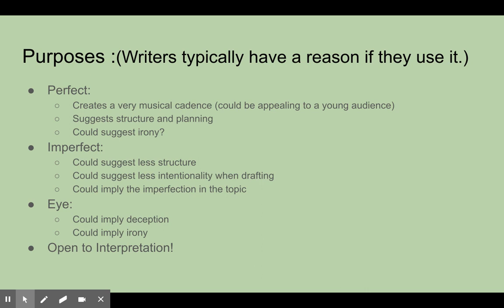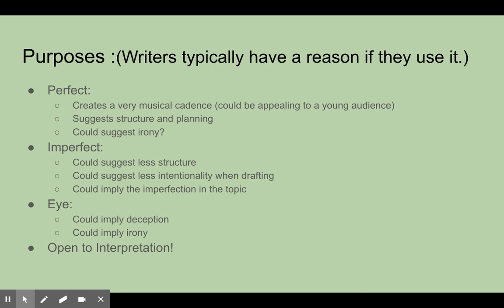Imperfect rhymes are less structured. Perhaps maybe there's less intentionality, or the writer themselves may not be as well versed in many types of words. It could imply a sense of imperfection regarding the topic that the writer is writing on. And again, same thought with I rhyme. It could imply irony, it could imply some deception, it could imply laziness on the part of the writer.